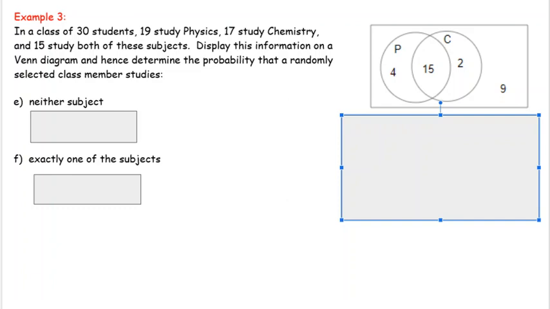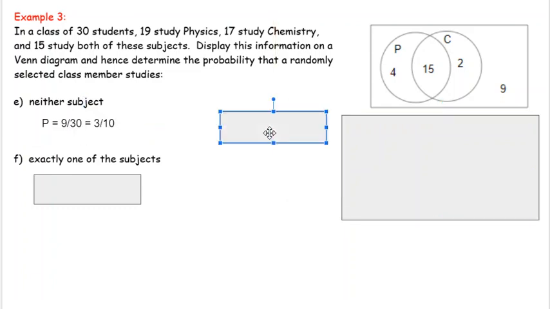Okay. Raise your hand if you would like to share your answer for E. I see 1 hand. I'm hoping for a few more. 2 hands, 3 hands, 4 hands, 5 hands. Maybelline, what did you get for neither subject? 9 over 30. Anybody else get 9 over 30? All right. For E, yeah. All right, let's take a look. Excellent. 9 over 30 and simplify to 3 over 10.